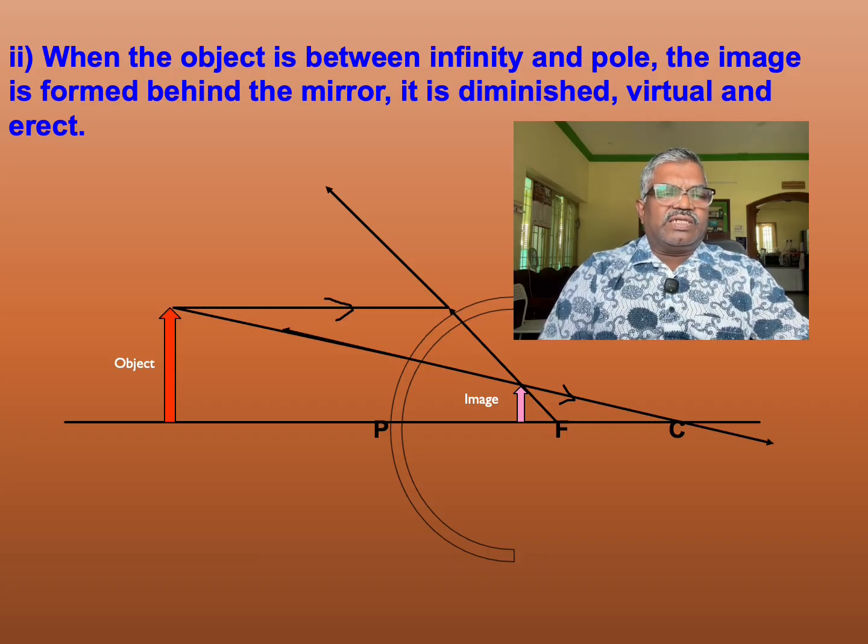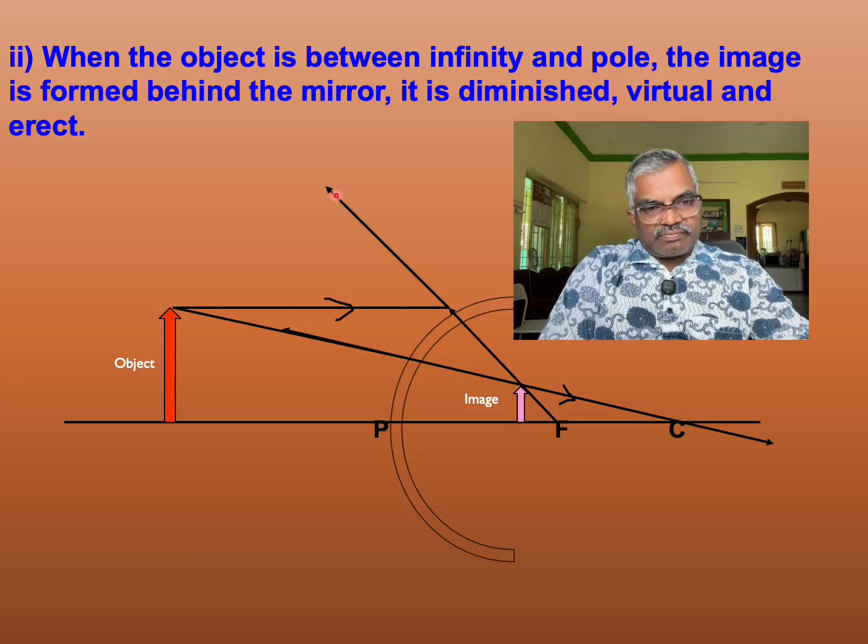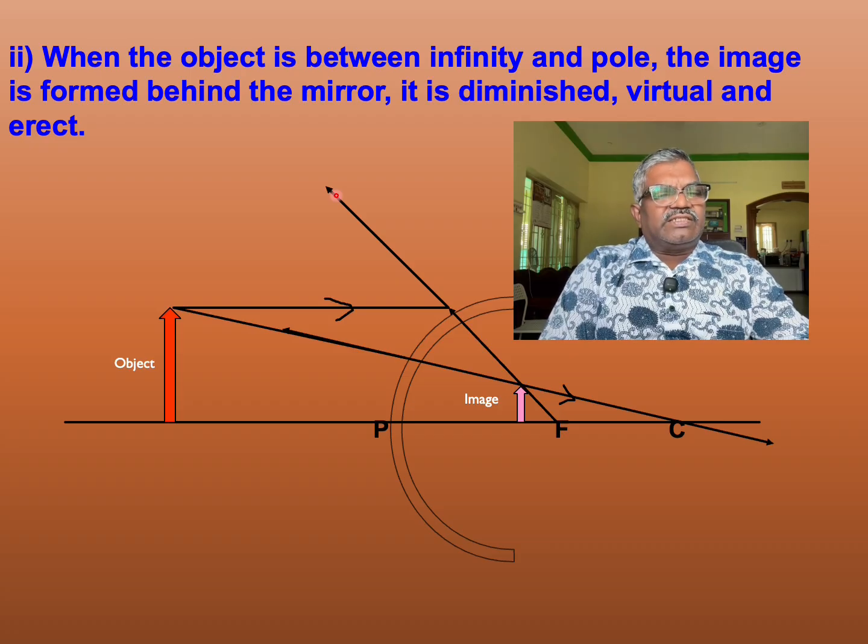The next position is between pole and infinity, anywhere you can place between pole and infinity. Here this is the object, and the first ray, parallel to the principal axis, will diverge after reflection, and you can draw a dotted line here.